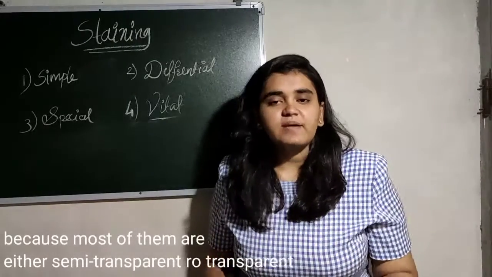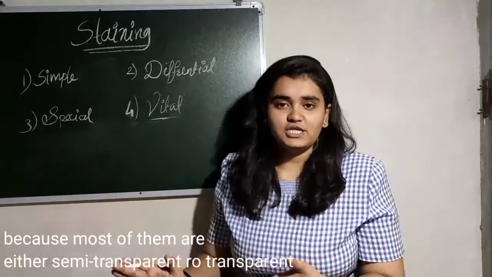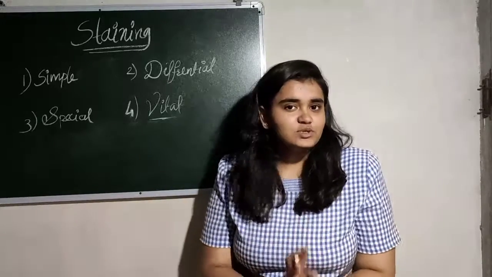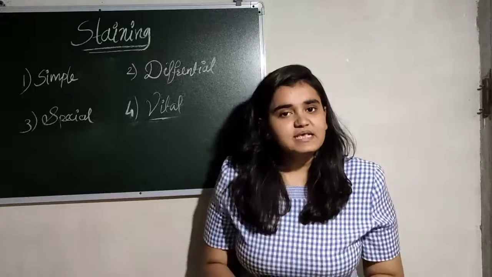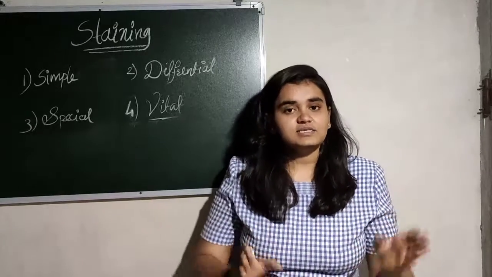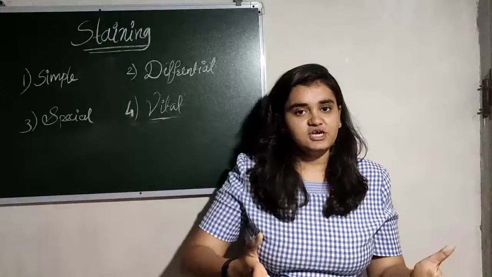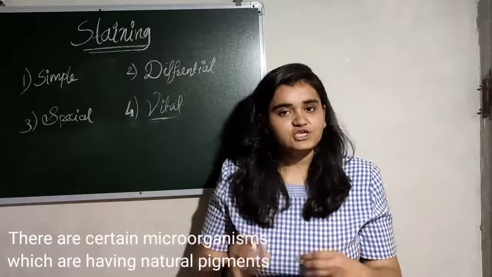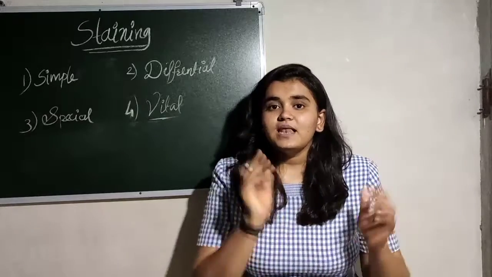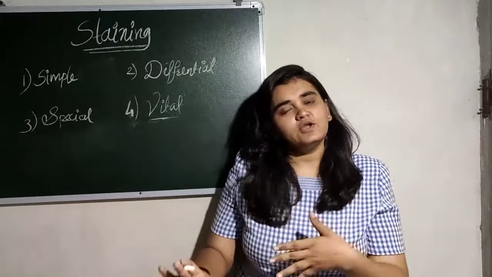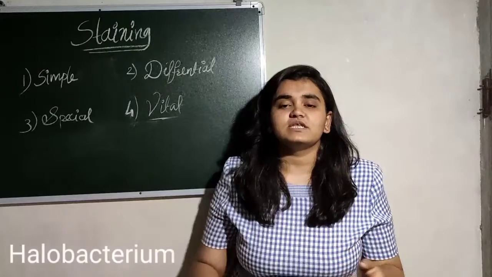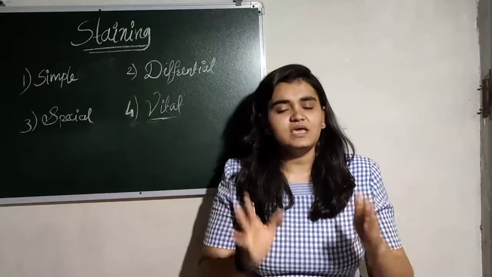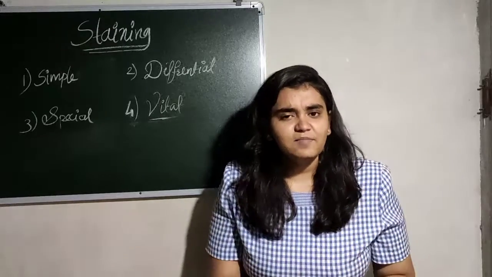Because most of them are either semi-transparent or transparent, and in order to differentiate them from their surroundings, we need to create a contrast, right? As I said, most of the organisms are either transparent or semi-transparent, but there are certain microorganisms which have natural pigments in them. For example, S. aureus, which is golden yellow in color. Another one is Halobacterium, which is pink in color. But what I mean to say is, if they are pigmented, they can be differentiated.